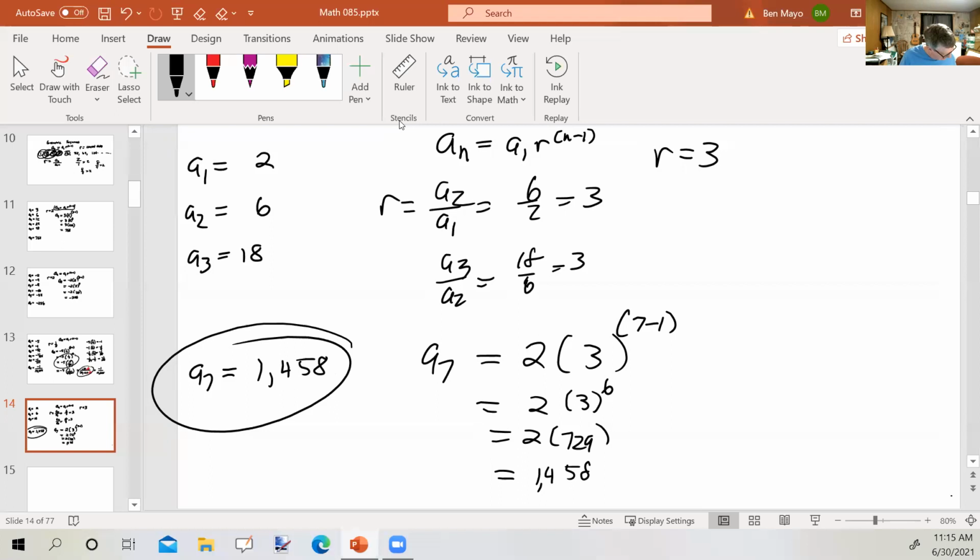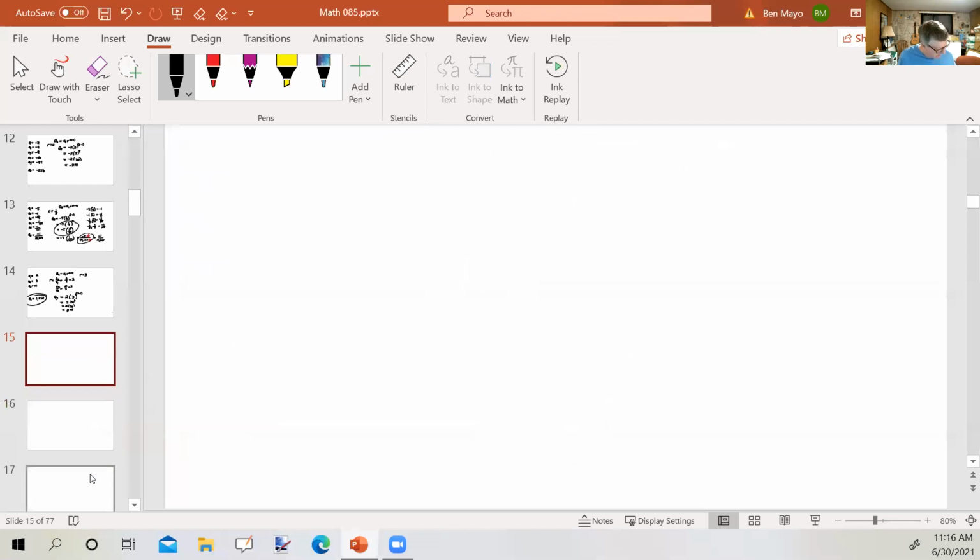All righty, let's take a look at this one. Find the specified term of the geometric sequence. So again, a sub n equals a sub 1 times r to the n minus 1 power.